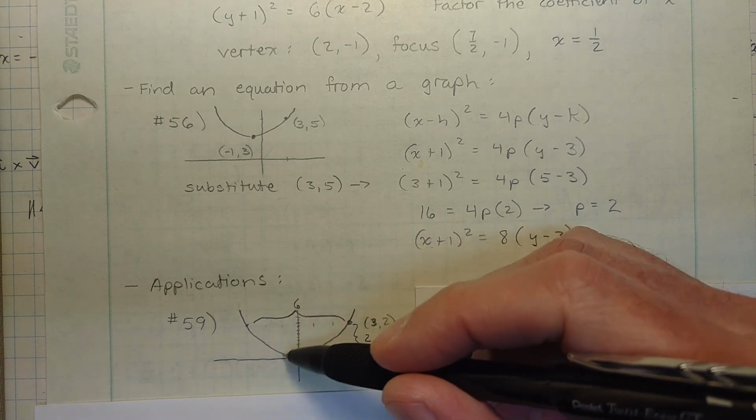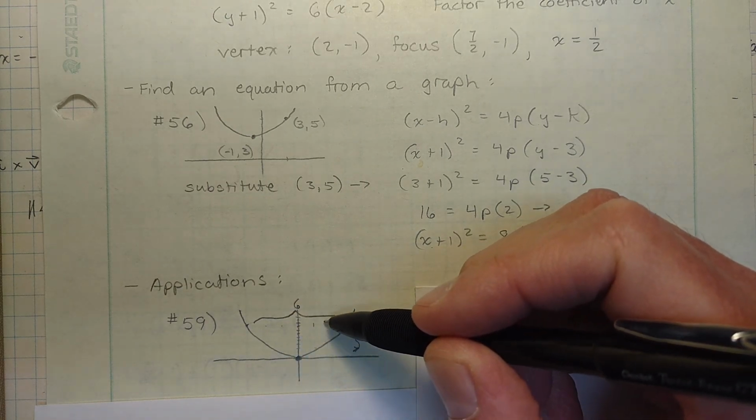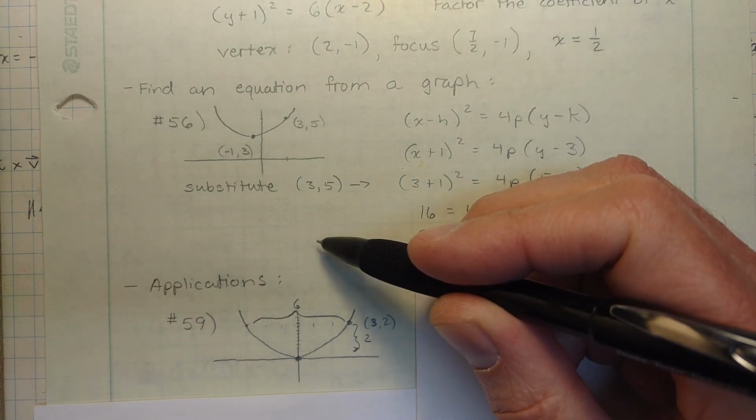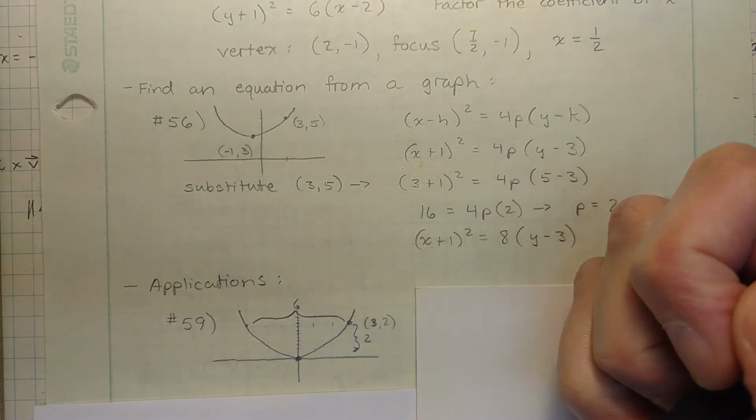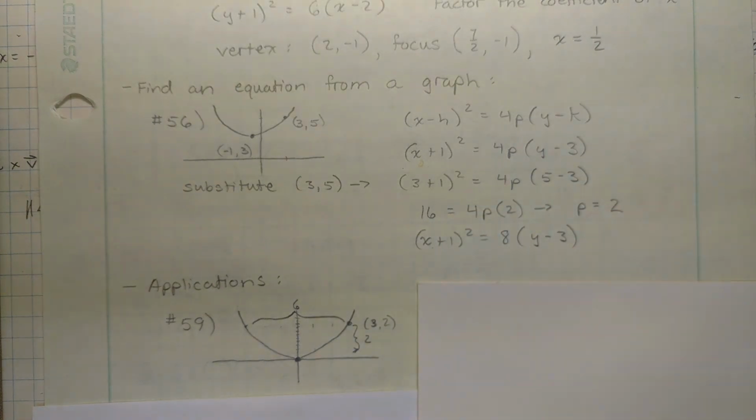of course the light will emanate in all directions, but as it hits the mirror it will reflect it out parallel to the axis of the parabola. So it will reflect it straight out.